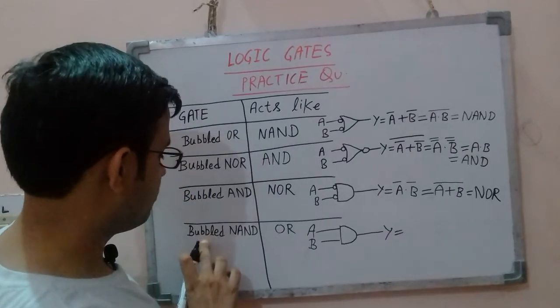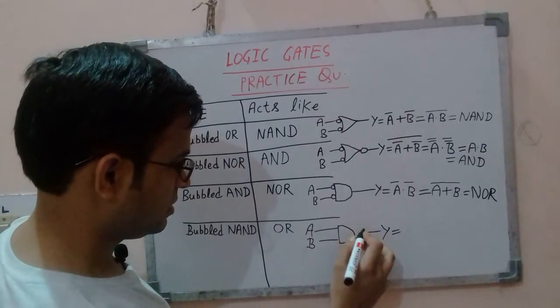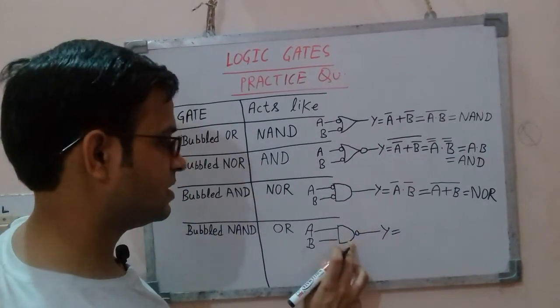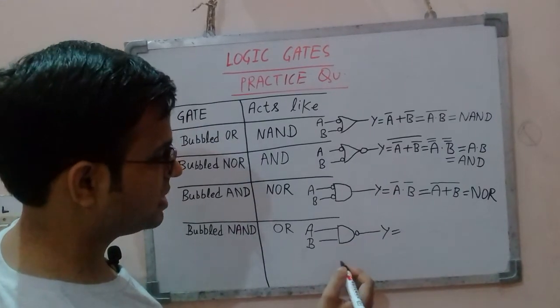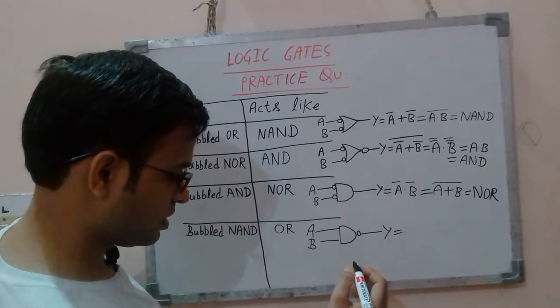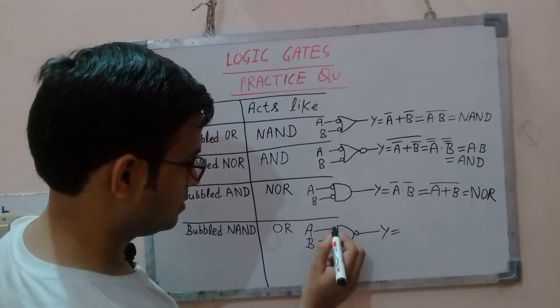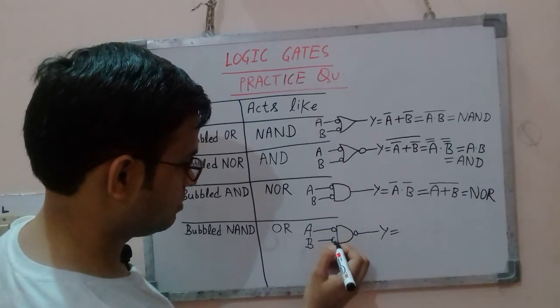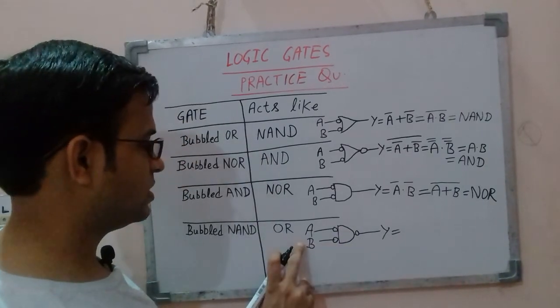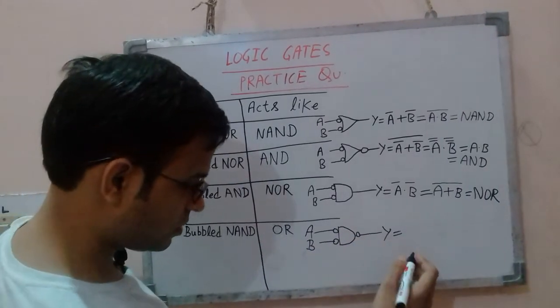Now you have to make a bubbled NAND. You know this is the NAND gate, right? This whole is the NAND gate. Now you have to make a bubbled NAND gate. That means put bubbles here, one bubble here, another bubble here, right? So this becomes a bubbled NAND gate. What is the output now?